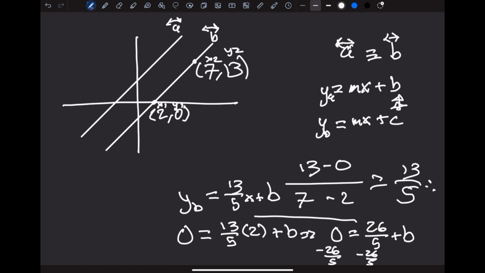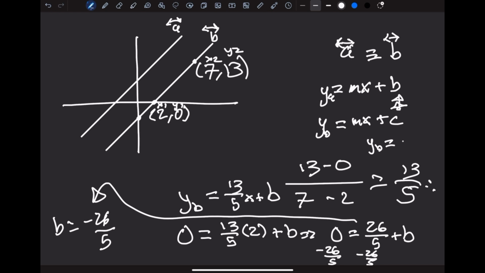And because of that, b must be equal to negative 26 over 5, which is about negative 5.1 or something. So that is now your intercept. So now you know the intercept for line B, which is 13 over 5 x minus 26 over 5. So those are the values for that line.